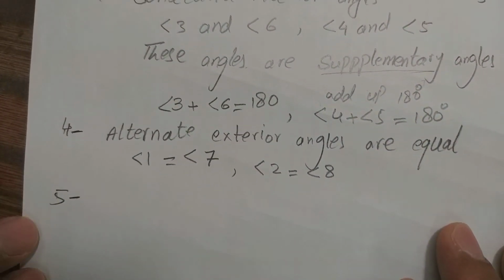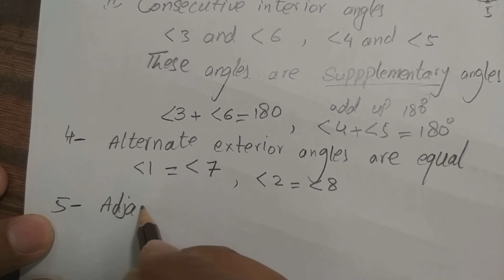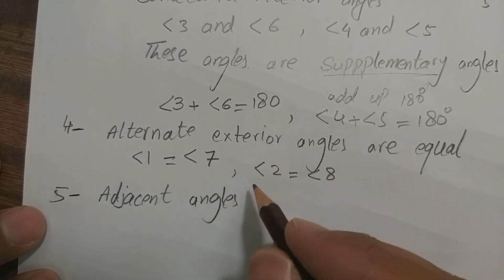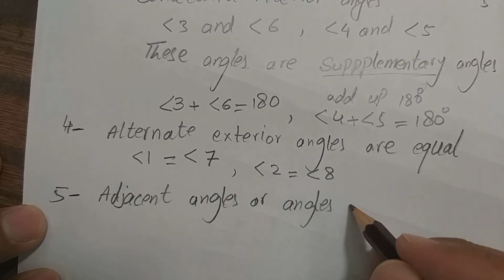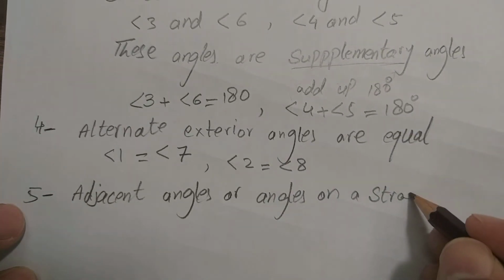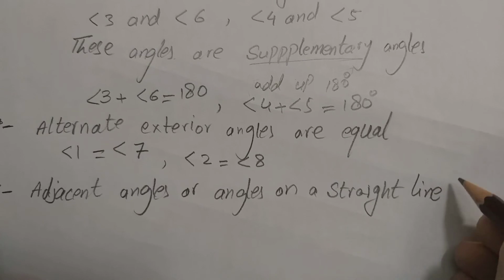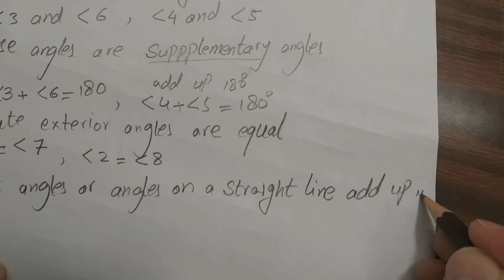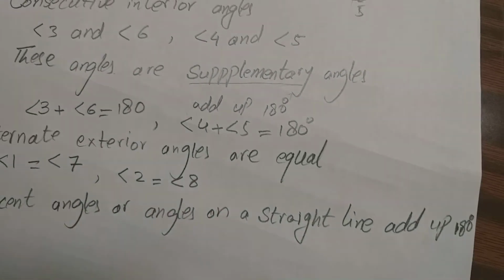So angles on a straight line add up to 180. They are also called the adjacent angles. So adjacent angles, or we can say angles on a straight line, add up to 180.